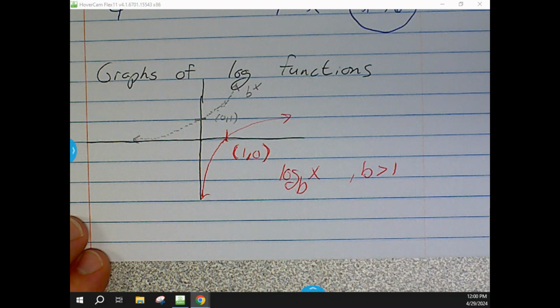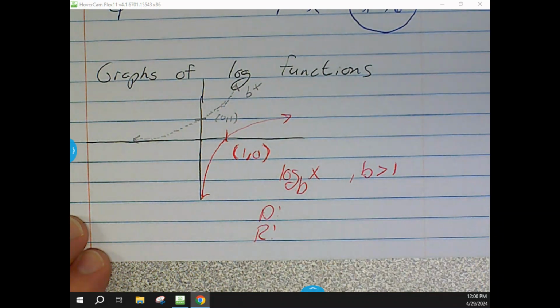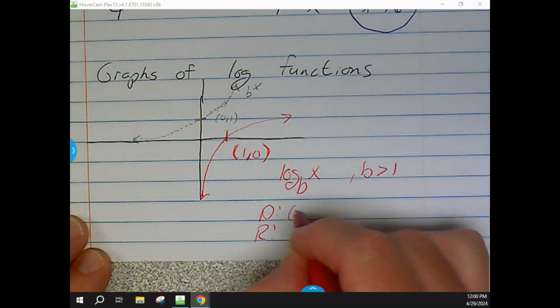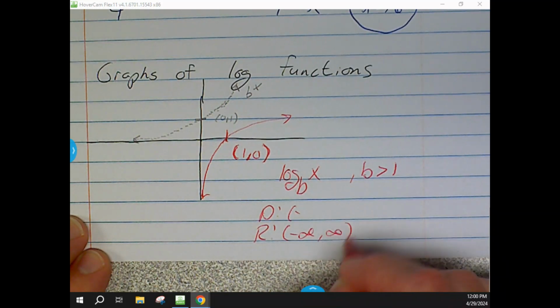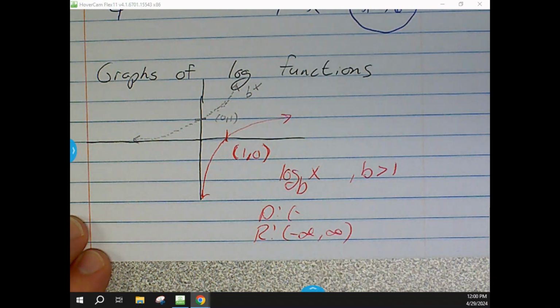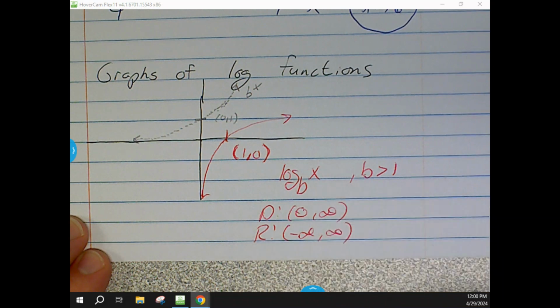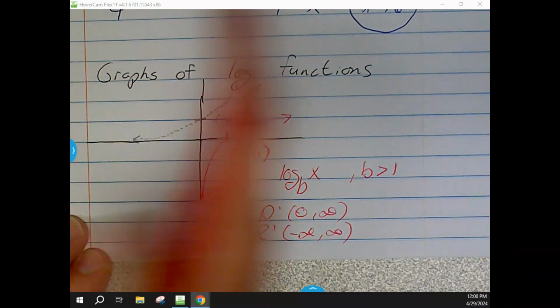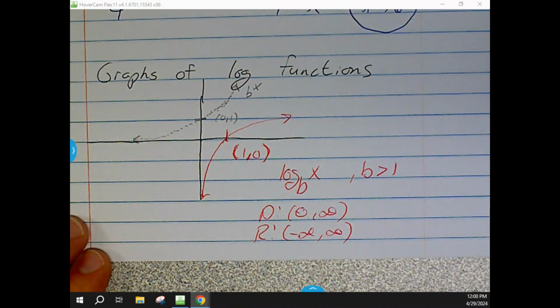Domain and range. For this one, we went negative infinity to infinity for domain. So again, now that goes into the range. And the domain, now it's going to be from 0 to infinity. Because basically we're starting at 0 and going this way. So now the x values, we start at 0 and then we head off that direction.